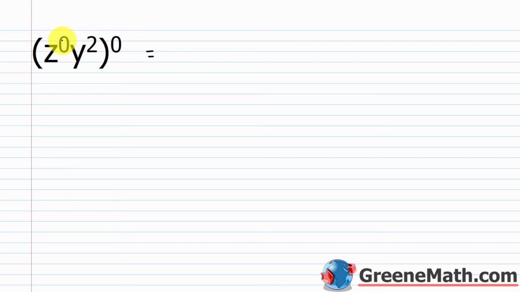You could do the power to power rule and go, okay, well, z to the power of 0 times 0. And then this is multiplied by y to the power of 2 times 0. In the end, anything times 0 is just 0. So you can kind of skip this step because it ends up being z to the power of 0 times y to the power of 0, which just equals 1 times 1, or 1.